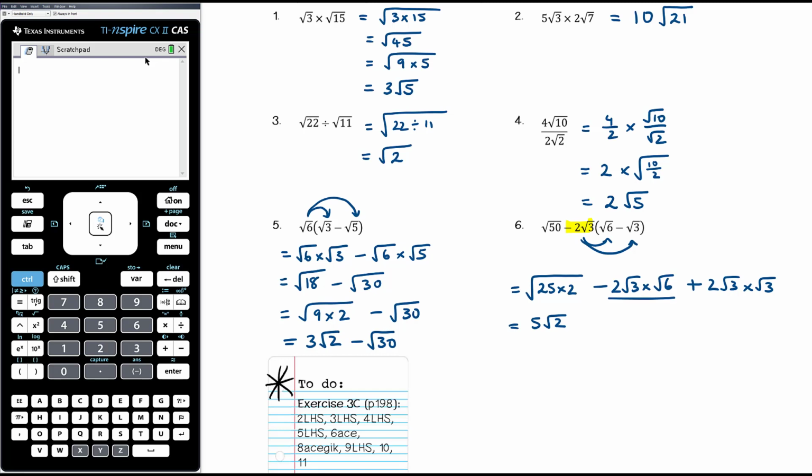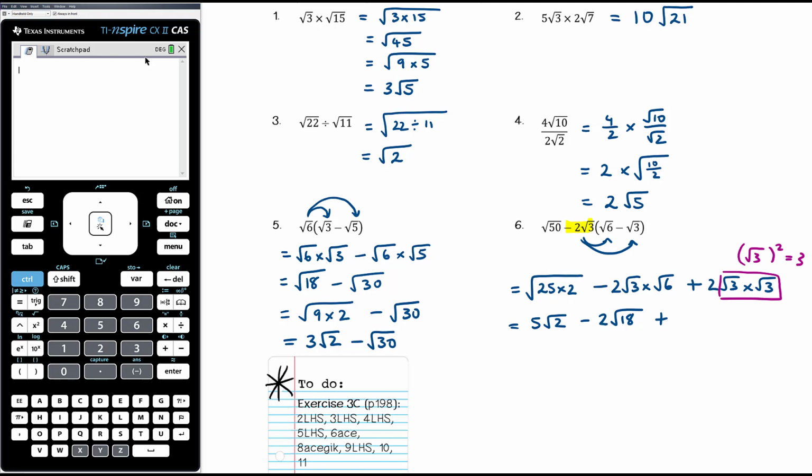This second term here, multiplying the roots together, root 3 times root 6 is, sorry, I've got the 2. We've got minus 2 lots of root 3 times 6, so it's root 18. And then we've got plus 2 lots of, now root 3 times root 3, that's root 3 squared. And root 3 squared is just 3. Okay, so I would never write root 9. Root 3 times root 3 is 3 because it's root 3 squared. You can write root 9 and then simplify it to 3, but again, trying to be efficient.